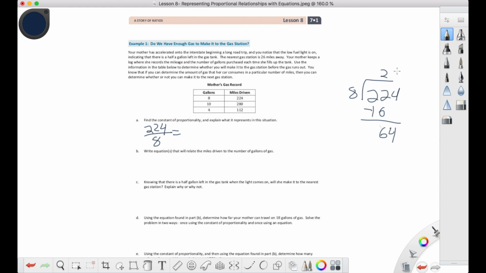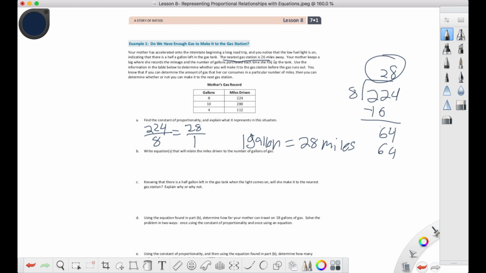Okay. 8 times 8 is 64. Okay. So that means that we have 28. 28 over 1. This is our constant of proportionality. Our constant of proportionality is 28. What that means is that 1 gallon is the equivalent to 28 miles. So that means that if we have 1 gallon of gas, we can go 28 miles.